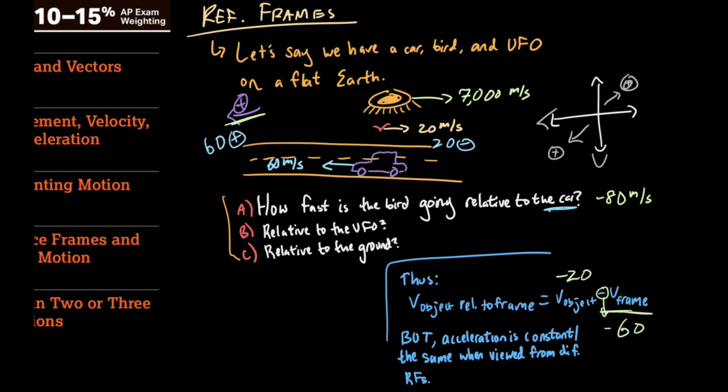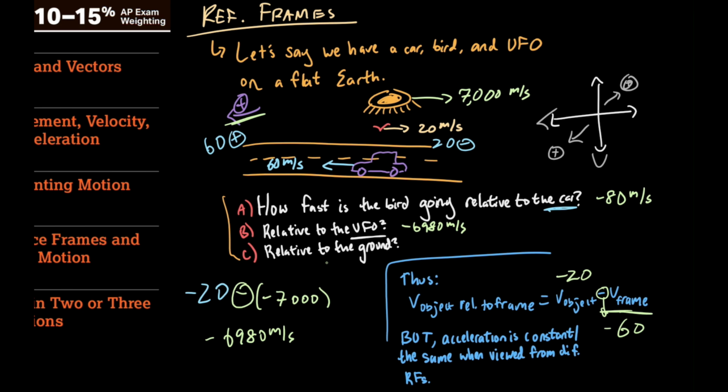So we have a UFO. We're going relative to the UFO now. So the velocity of the object is still negative 20, still 20 meters per second in the negative direction. But the velocity of the UFO is 7,000 meters per second, also in the negative direction. So it's negative 7,000. We're subtracting that value. And so what we get from that is negative 6980 meters per second.